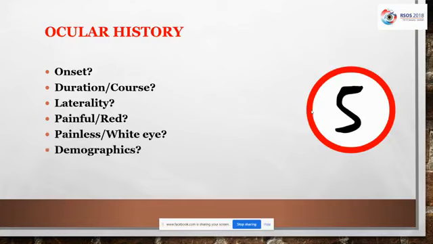Also, the demographics of the patient: where the patient came from, and the demographic distribution of specific types of uveitis, as we mentioned before. Those patients with Behçet disease have more prevalence in the Mediterranean area, and those patients with sarcoidosis, and those patients with ocular histoplasmosis, for example, have a specific demographic distribution. So this is very important.